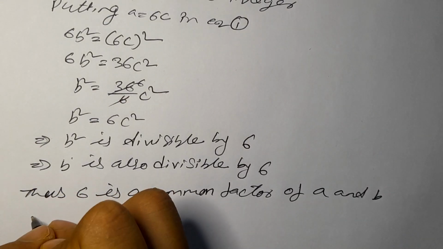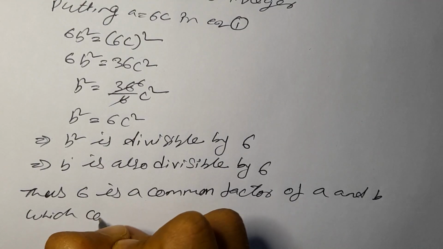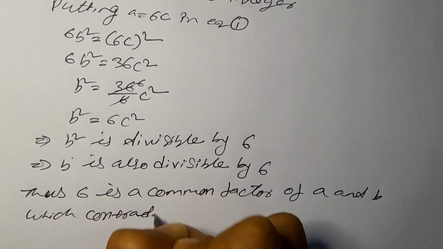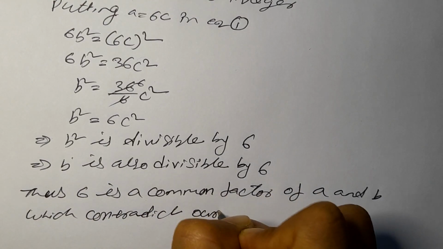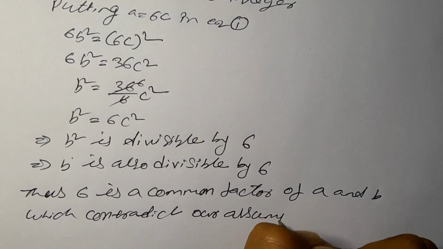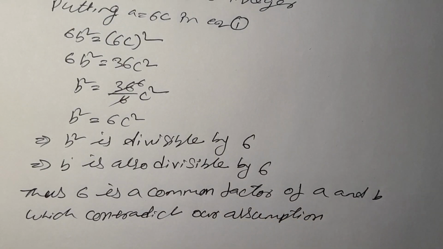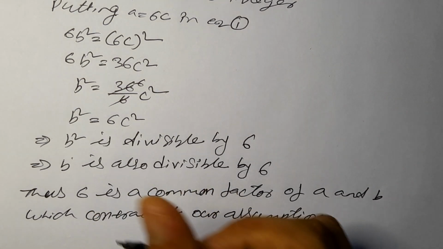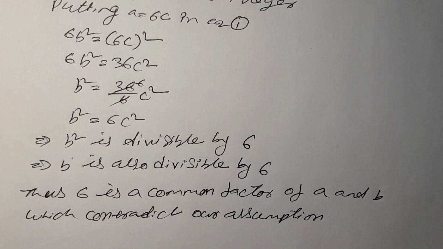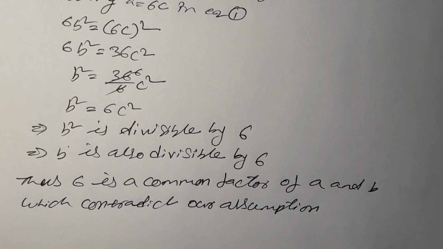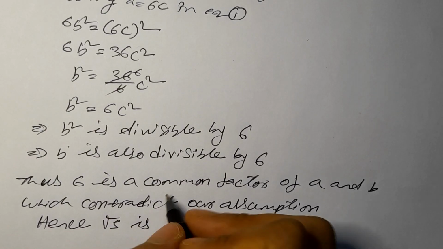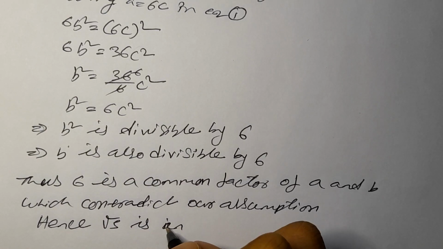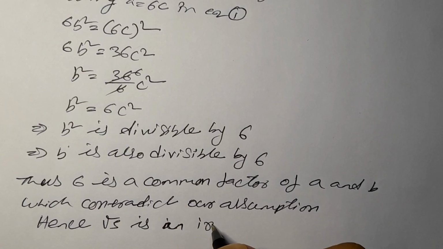Which contradicts our assumption. What did we consider? We considered 1 is the only common factor and root 6 is a rational number, which contradicts our assumption. Hence root 6 is an irrational number.